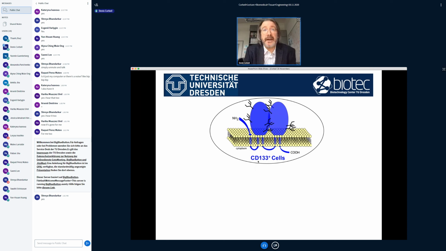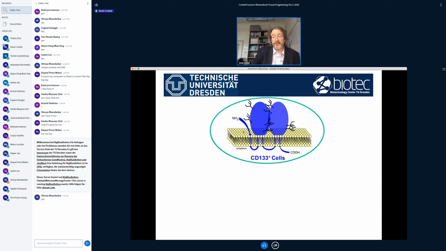So, my lab is interested in this molecule, but also in the plasma membrane of the CD133 positive cell. We are interested in understanding how the plasma membrane of a cell is organized. It's not like a balloon; it has different shapes and different subdomains in the plasma membrane. And we are studying this with this marker.